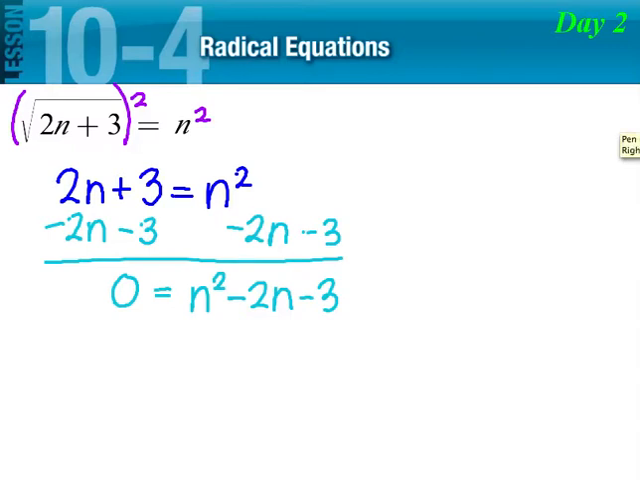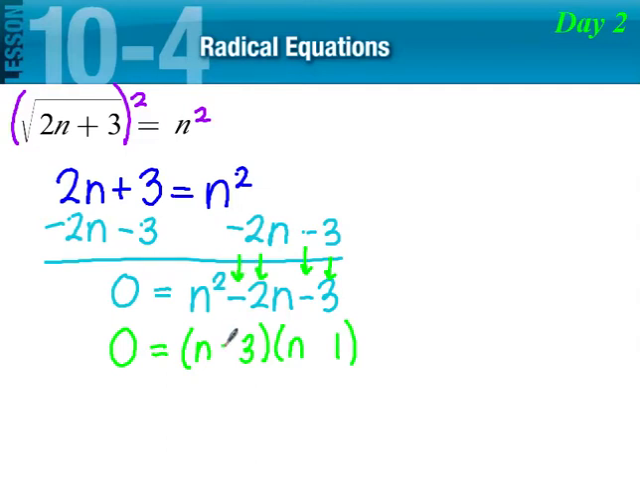What we're going to do is factor this. Do we remember how we factored this? What would be the first term in each of those parentheses? N. Then I look at the last term and I want two factors of 3 that differ by 2. What are those two factors of 3? 3 and 1. How do I get a negative 2 from 3 and 1? Negative 3, positive 1.